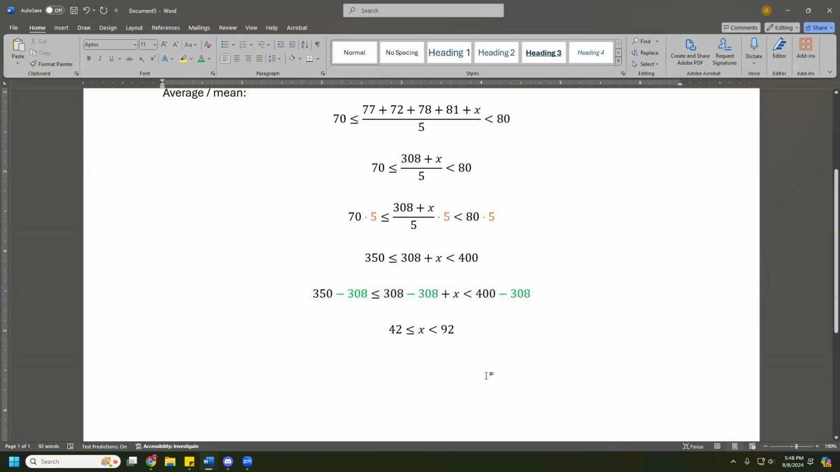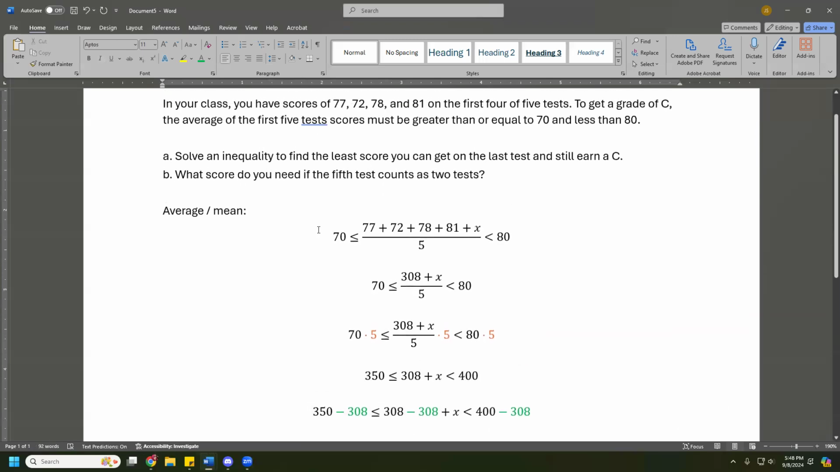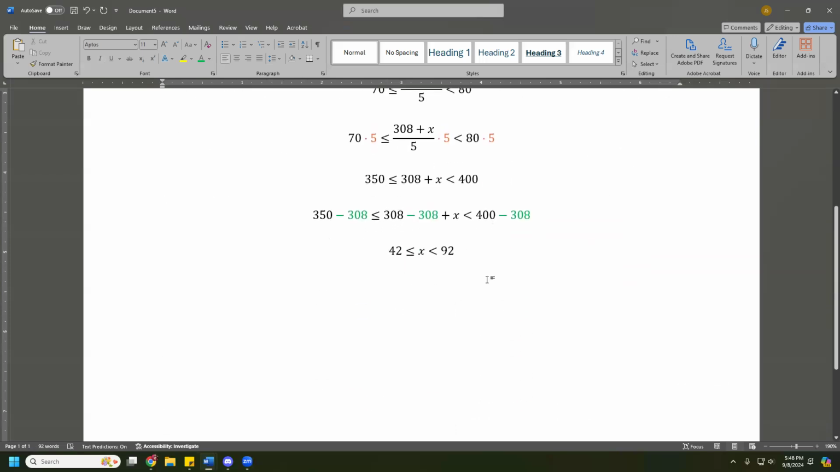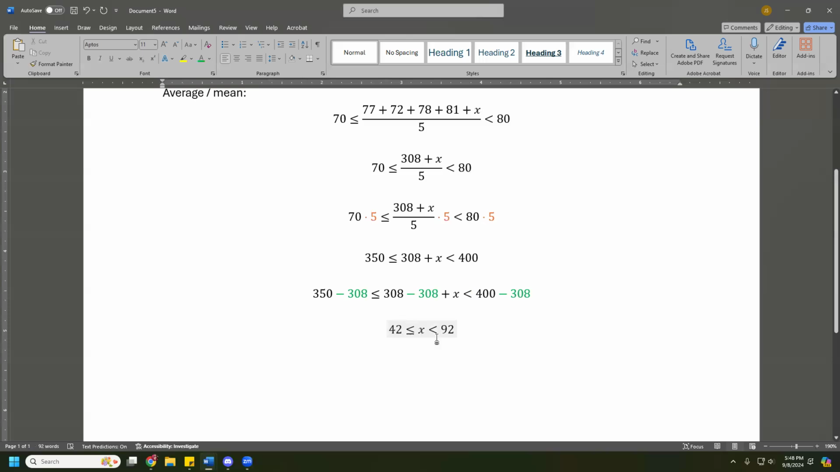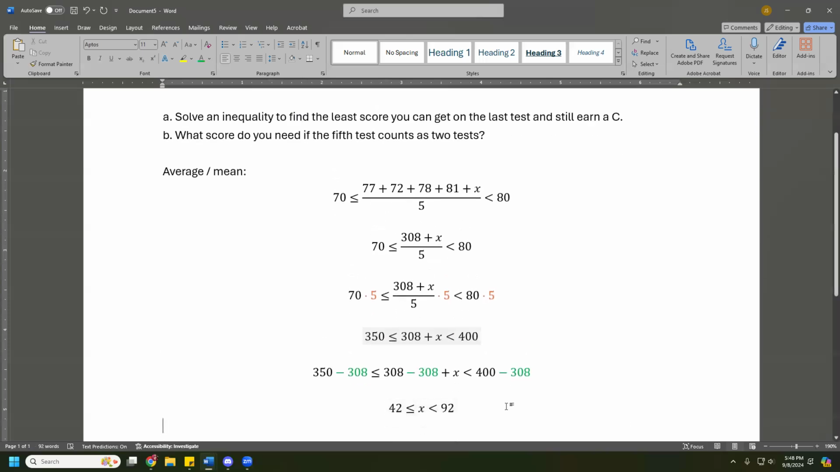Yeah. So it looks like if you want to have a C in the class, you need to score a 42 or higher. But if you're scoring a 92 or higher, that pushes you into the B category. So what this kind of tells you is this last grade, or your grade's kind of doomed. You know, most people are going to score somewhere in between that on the last test, and you'd have to pull off something pretty amazing to get higher than a 92 on the final, right?